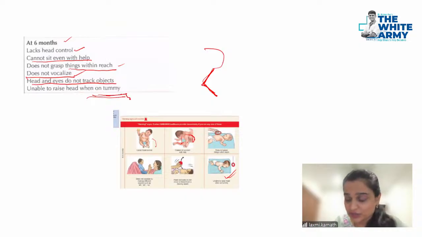So just to summarize, you can see the pictures. There is no head control. The child is unable to sit, is not interested to reach any objects. Here the child does not localize. Even if the mother is trying to talk to the child, it cannot vocalize. And it doesn't track the bright object in front of it. And in a prone position or tummy time position, the child is unable to lift the head. So all these are red flag signs at 6 months of age.